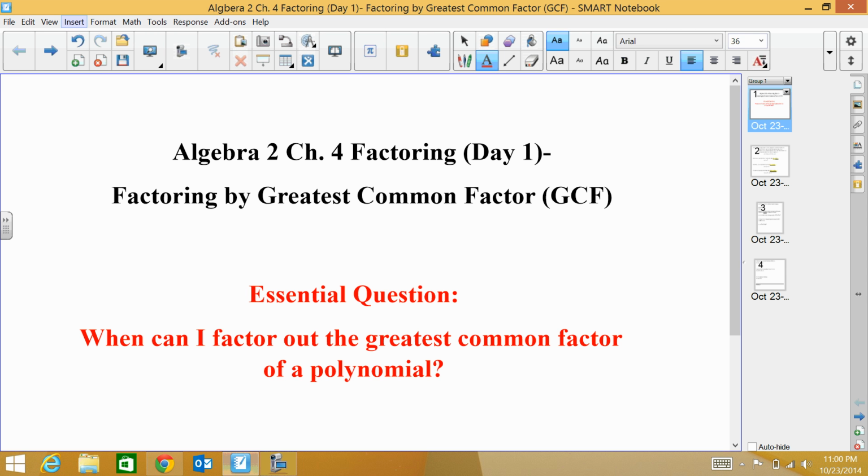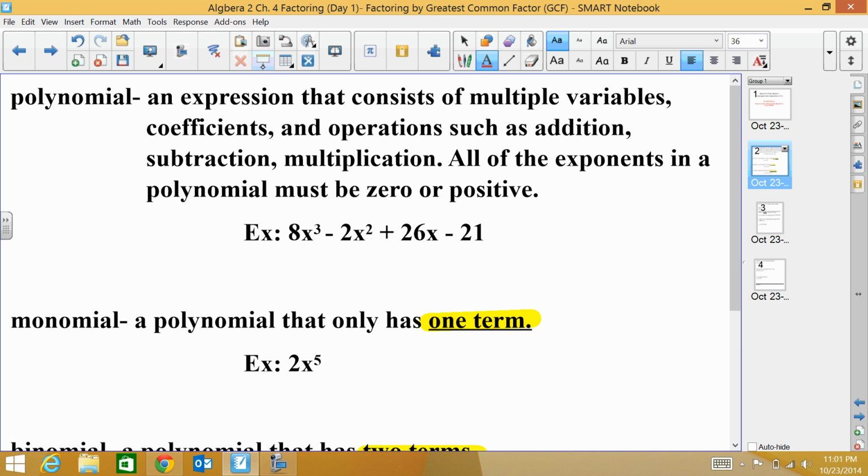Alright, so we're starting our chapter on factoring now, and today we're going to talk about factoring by the greatest common factor. So your essential question is, when can I factor out the greatest common factor of a polynomial? Well, before we get started, we're going to go over a few definitions.